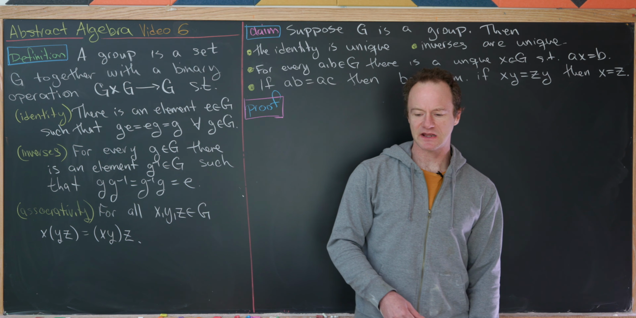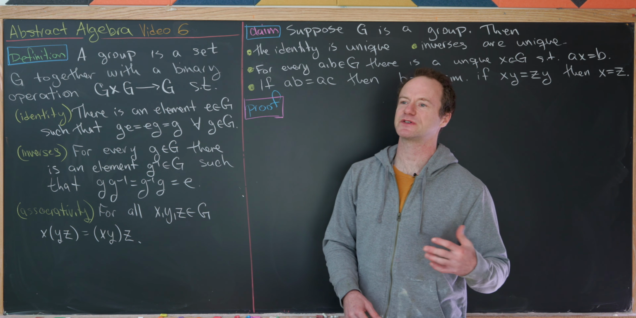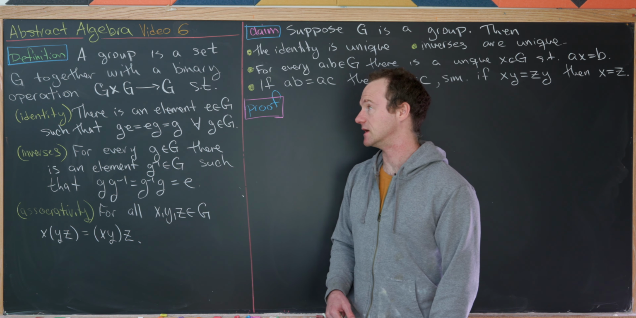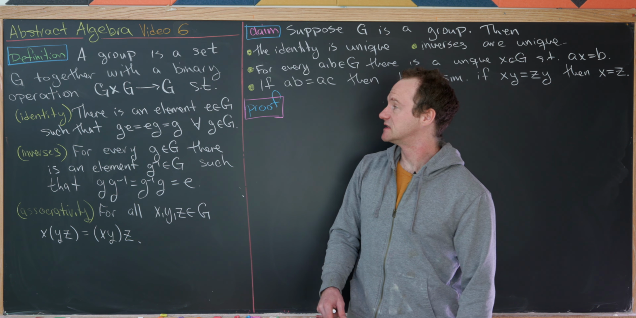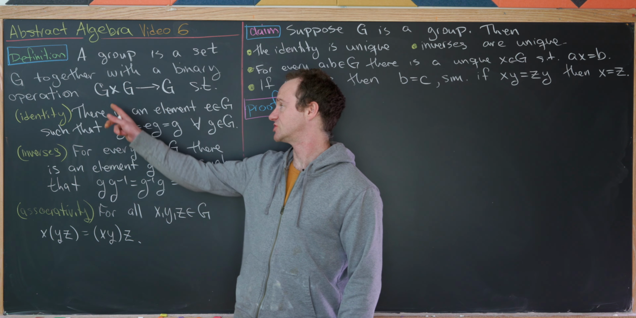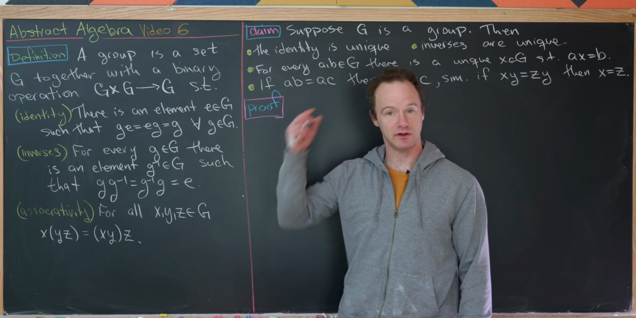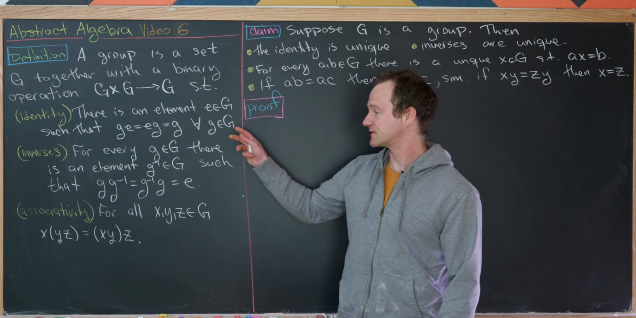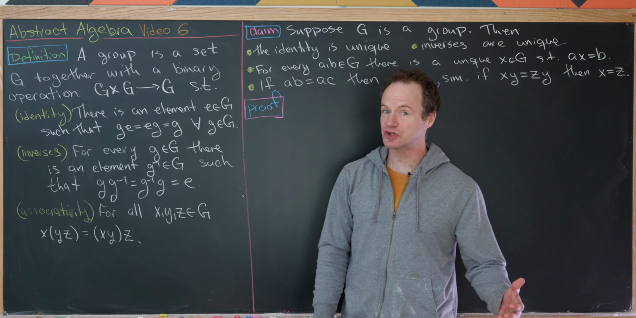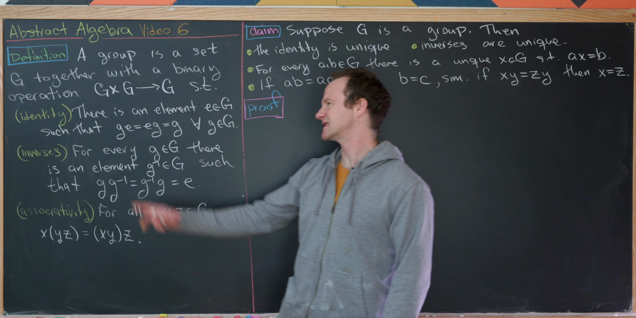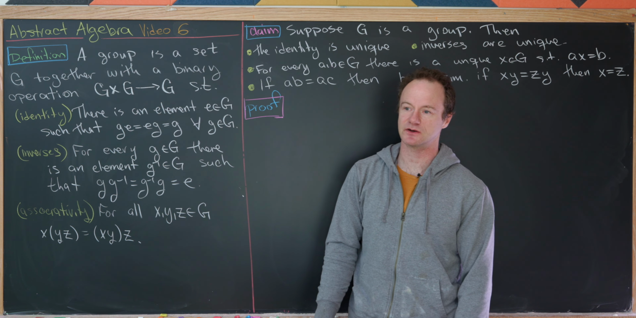Before we get into some of our first results of the day, I'd like to recall the precise definition of a group again. A group is a set G together with a binary operation. So it takes 2 inputs from G and gives us an output from G. And it satisfies 3 axioms. I've left off the closure axiom, which we had before, because that's built into the structure of this binary operation.